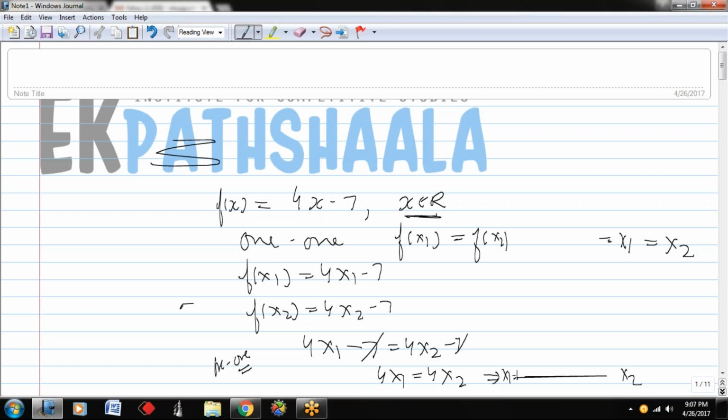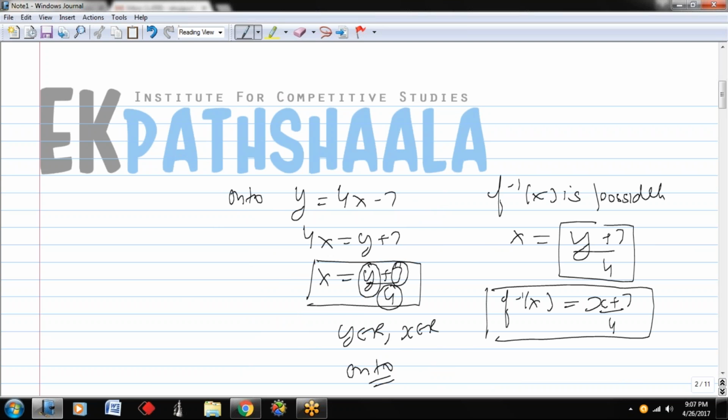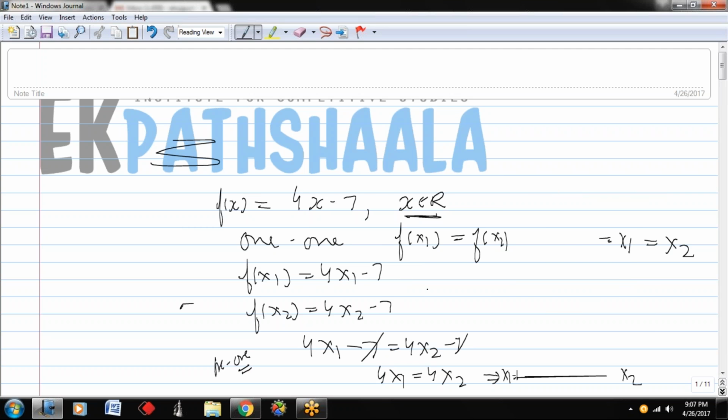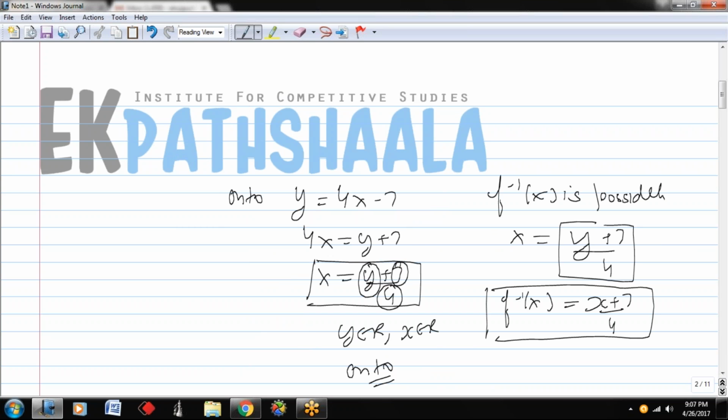And to check 1-1, we used the same condition: f of x1 equals f of x2 should give us x1 equals x2. You can see I have used that condition. And to check onto, I put the function equal to y and got the value of x in terms of y. Once I have the value of x in terms of y, I checked the nature of y and x. If for that nature of y we are getting the same nature of x, that means the condition is true and hence it is onto.